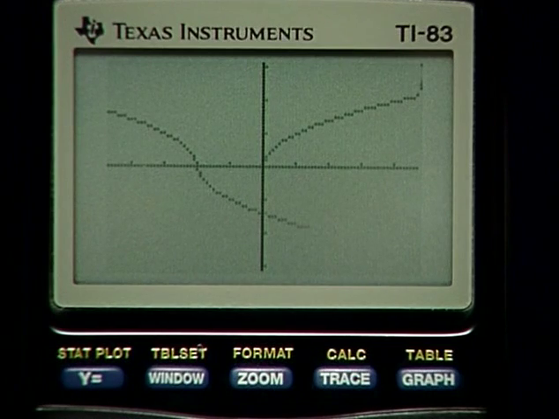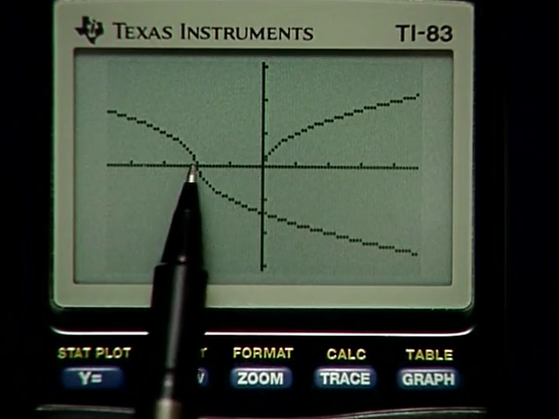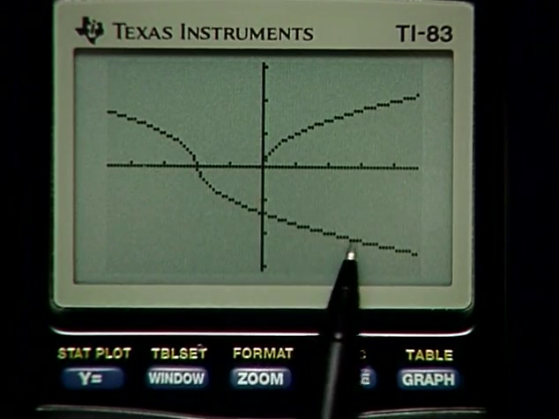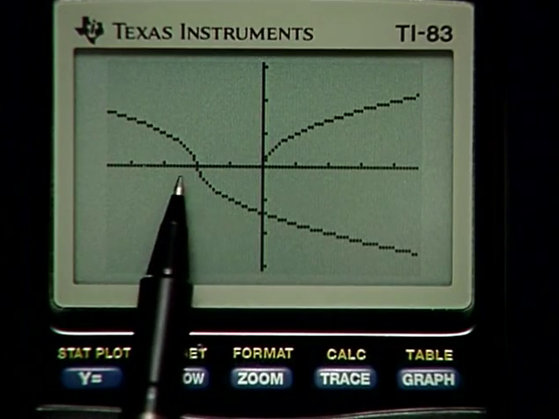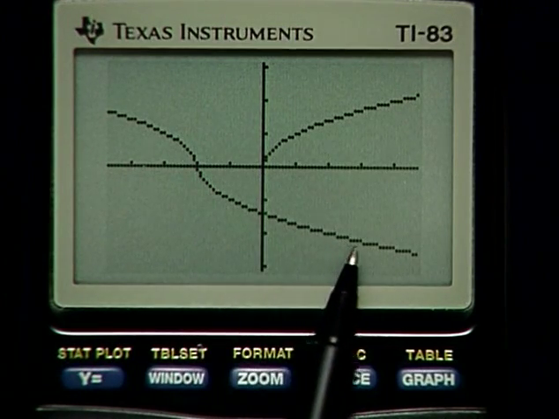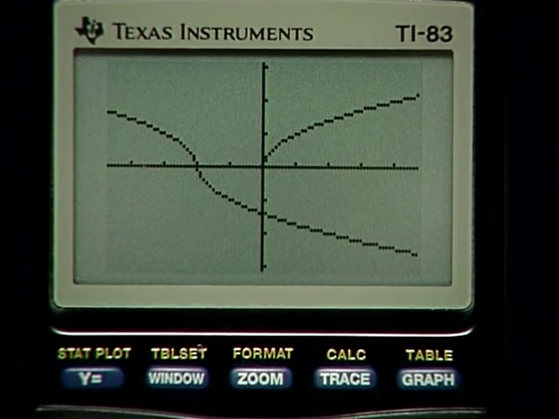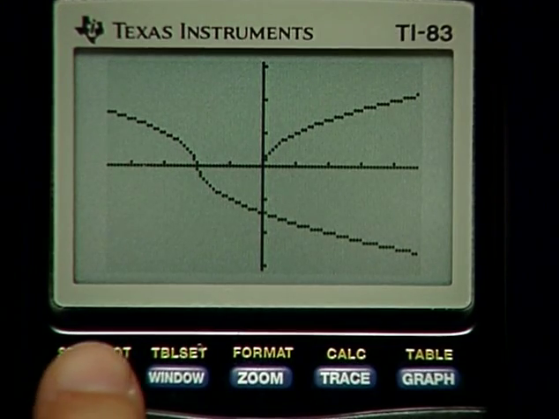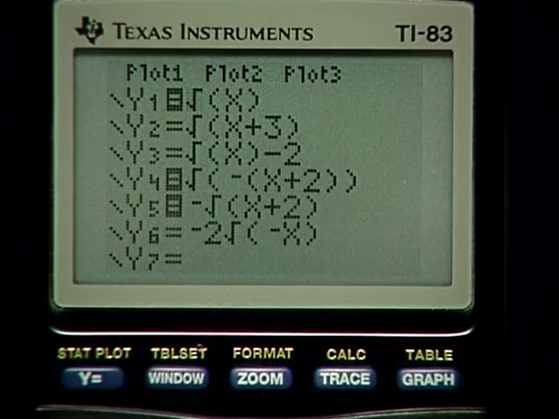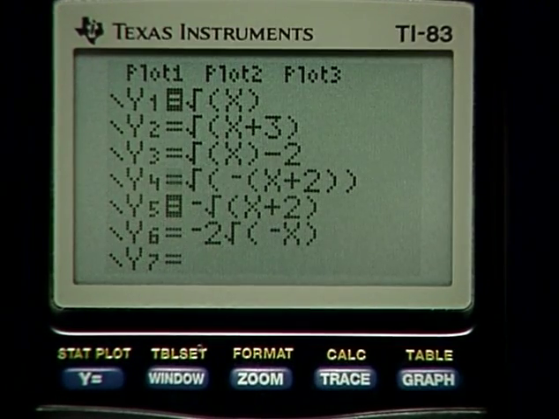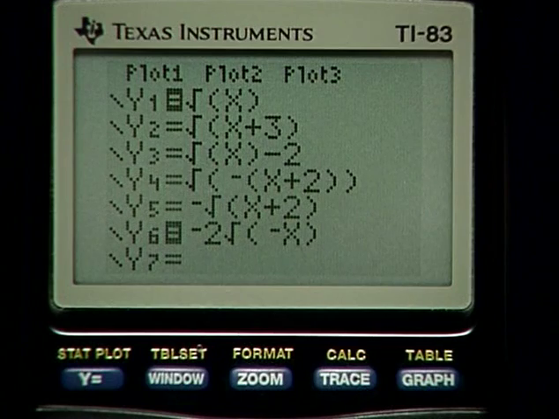There we go. Now that last one, this was the one that was the negative of the square root of x plus 2. Well, press y equals again, and let's take these two graphs off. Let's cursor down and press enter with the icon on this equal sign, and then enter with the icon on this equal sign, and press enter with the icon on this equal sign, and we'll access this last graph.